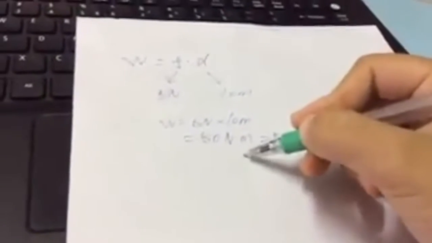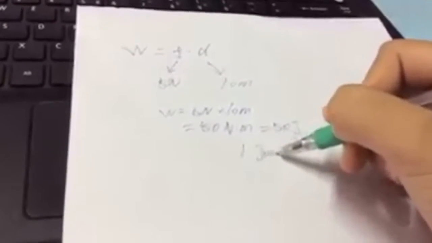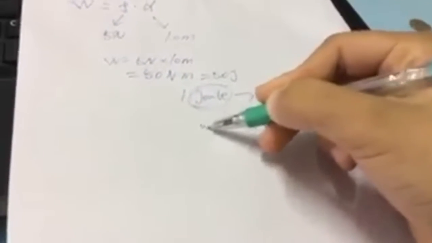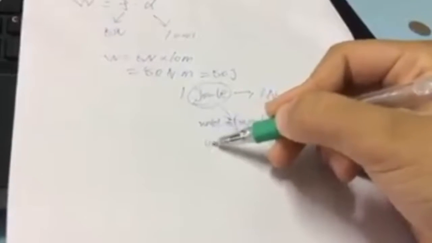We can say 1 joule is equal to 1 newton meter. Joule is the unit of work. Let's get this: the unit of work and also the unit of energy.